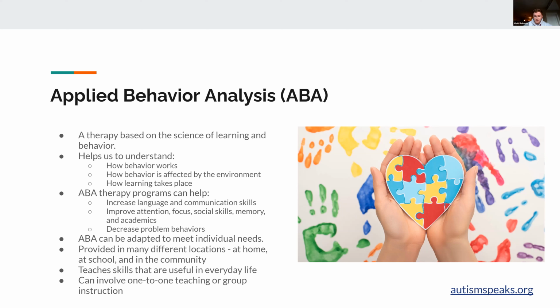And it can help increase all kinds of skills. We do a lot of language and communication skills, but really we can do pretty much any skills that are going to help folks succeed in life. So it can improve attention, focus, social skills, memory, academics, and we can also use it to help decrease problem behaviors. One great thing about ABA is it can be adapted to meet individual needs. Regardless of age or ability, a good ABA treatment plan is preceded by a functional behavior assessment that allows us to tailor the plan to meet the individual needs of the client.